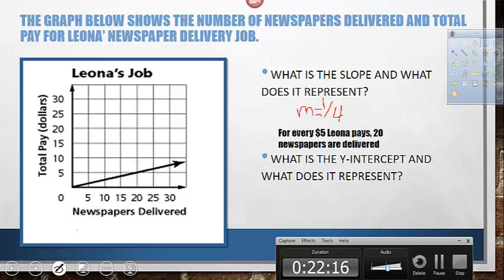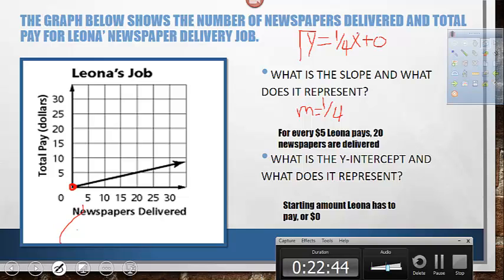The next thing is, what is the y-intercept and what does it represent? Well, the representation is, that's your starting amount. It always will be your starting amount. And Leona has to basically pay $0 to actually start this whole thing off. So it does increase with time. And it doesn't ask this, but I'm going to put it anyway: the equation for this line is y equals 1 over 4x. And if you want to put plus 0 to indicate what the y-intercept is, that's fine.